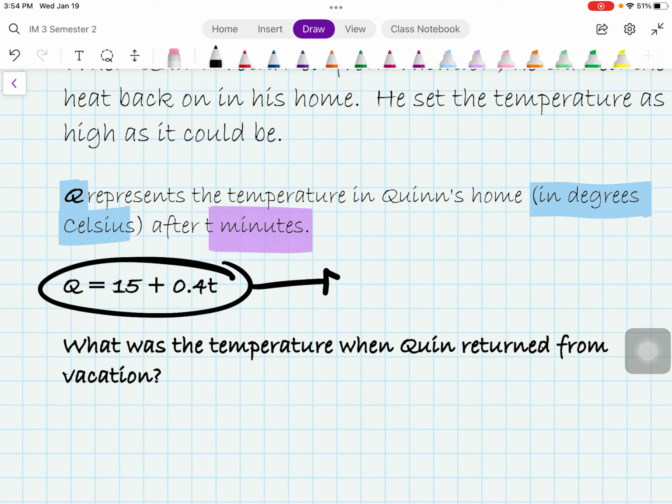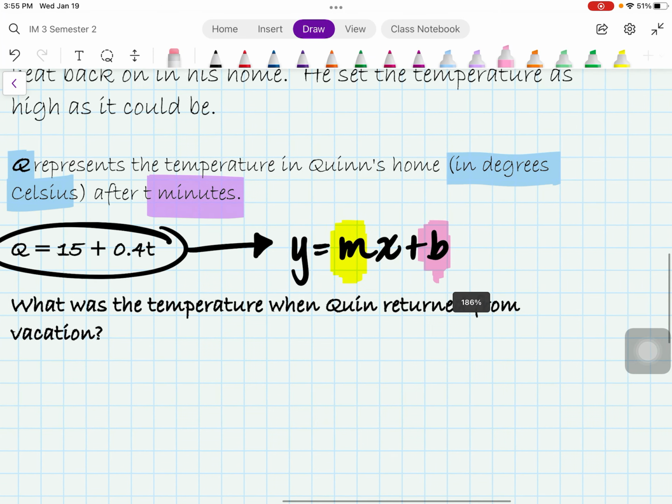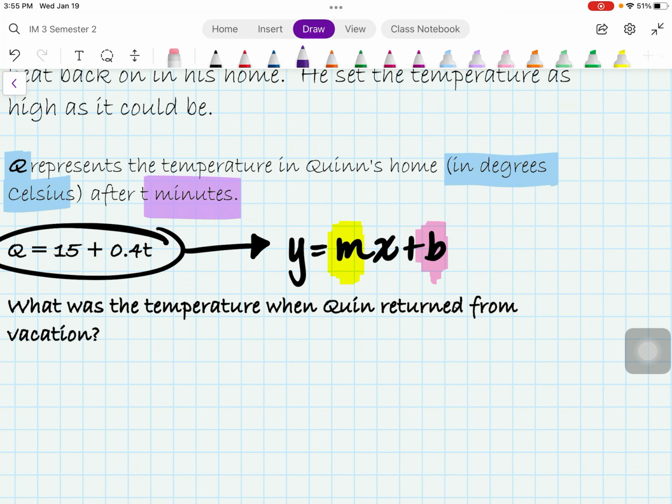T. Now, I actually want to compare this equation to our slope-intercept form. We did see slope-intercept form yesterday, where we have y equals mx plus b. We have two important values here. M represents the slope. B represents our starting point, which is the y-intercept. So let's go ahead and label that. So this is y-intercept, and this is slope.